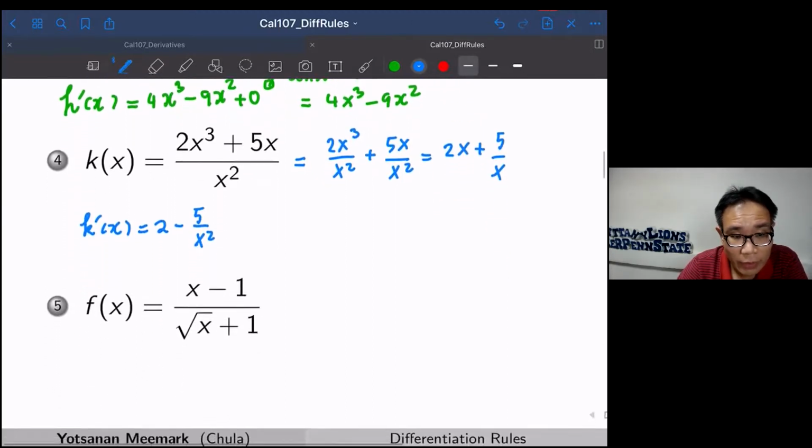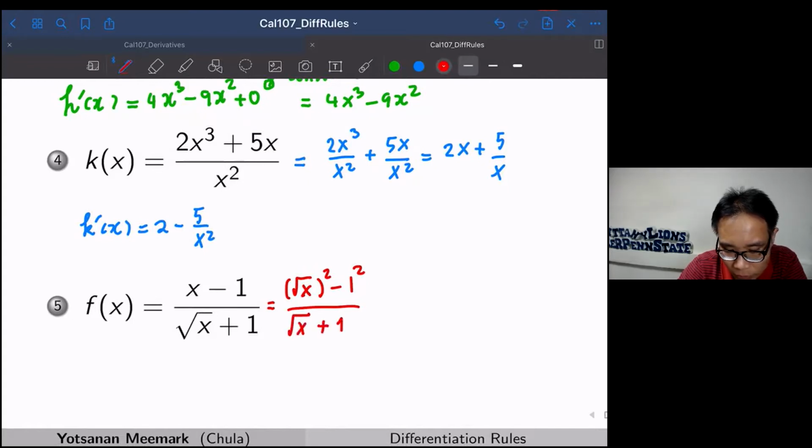And you have f(x) equal to (x minus 1) over (square root of x plus 1). You don't have the quotient rule yet, so in this case, you may have to simplify this one into the sum of many terms of x. So in this case, we're not gonna multiply by conjugate, so we're gonna write x minus 1 as square root x squared minus 1 squared. Okay, so x minus 1 turned out to be (root x minus 1)(root x plus 1), and on the bottom you get root x plus 1.